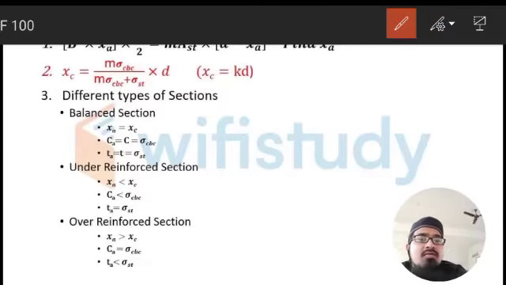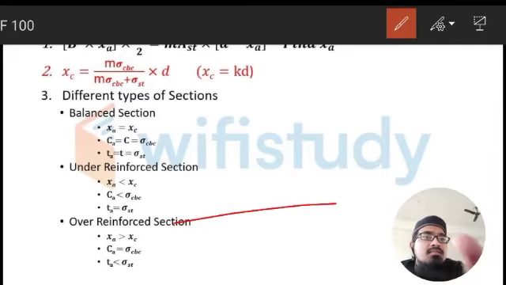Coming to the over reinforced section, here XA will be greater than XC, and CA will be equal to sigma CBC. That means the compressive stress that is coming will be equal to the maximum permissible stress, but the tensile stress that is coming will be less than the permissible limit of the steel actually.